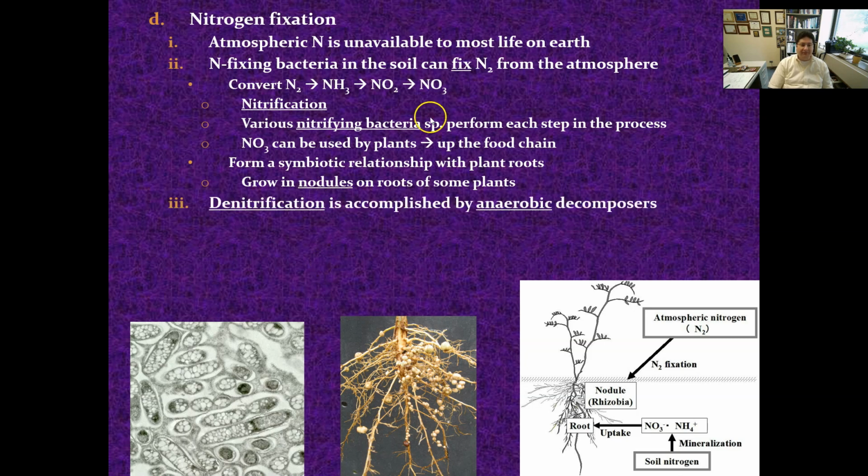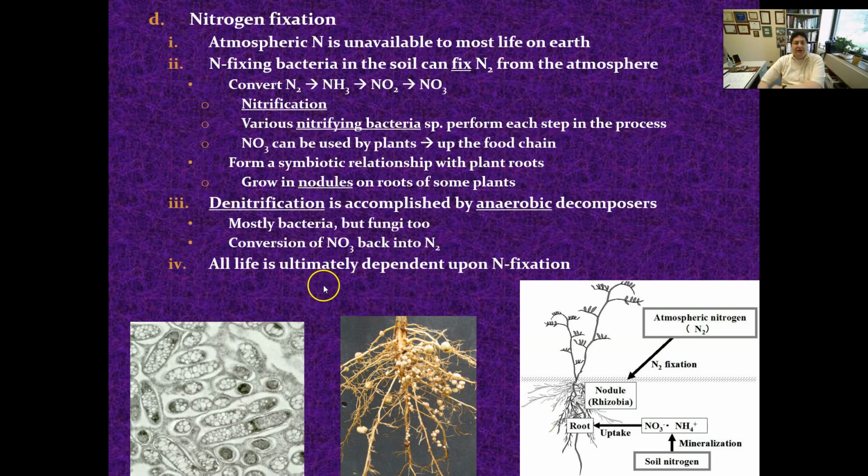Now the opposite process, converting NO3 back into plain old nitrogen and sending it back to the atmosphere, is called denitrification. This is accomplished by yet more anaerobic decomposers, bacteria that don't require oxygen. So denitrification, mostly bacteria performing this, some fungi, but mostly bacteria, and we're going to convert NO3 back into N2. So interestingly, everyone, all life is ultimately dependent upon nitrogen fixation. The only way we can access Earth's nitrogen is through these bacteria.